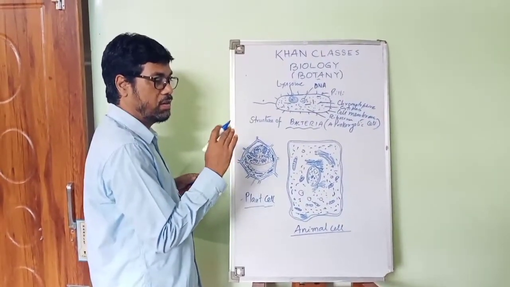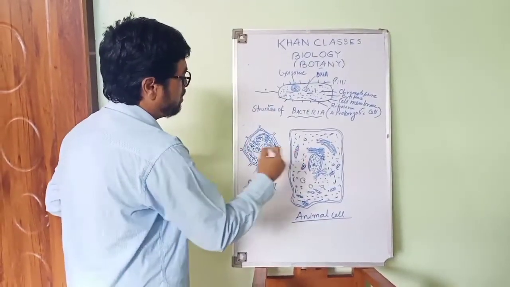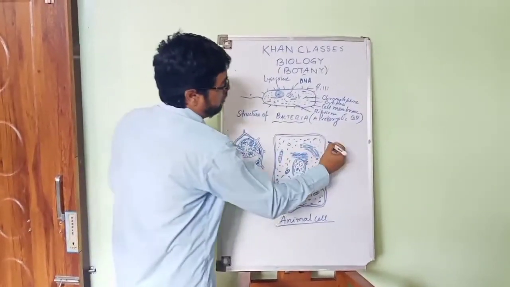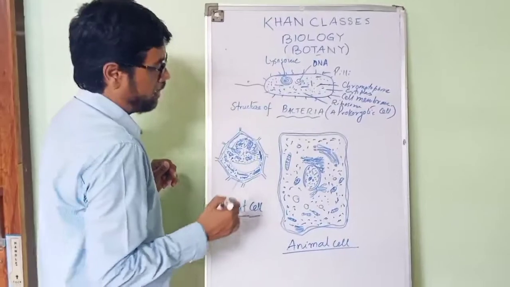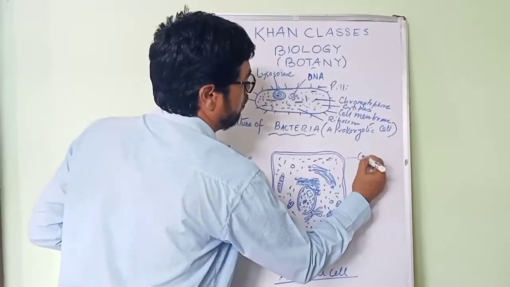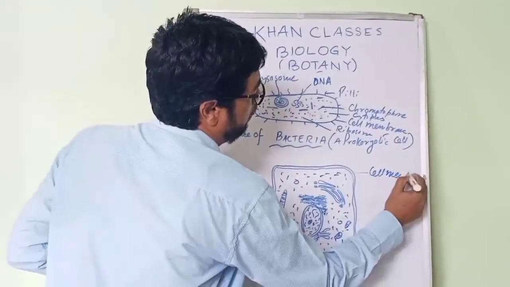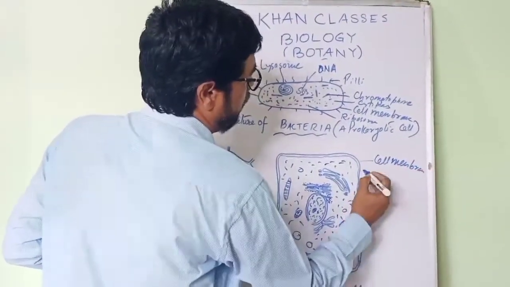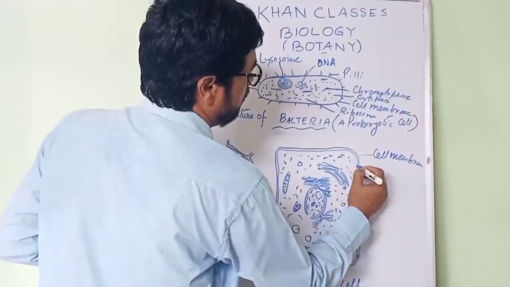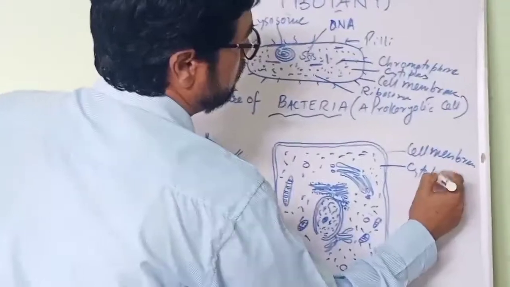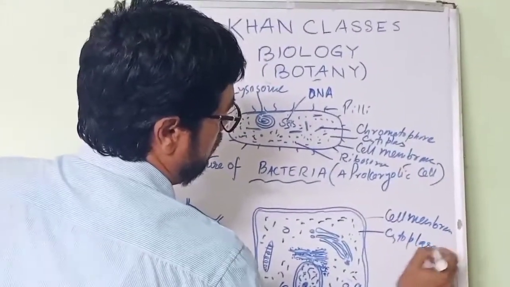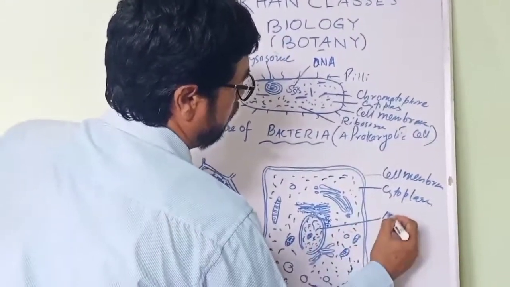I have made differences earlier. Now, the structural component. This is called the animal cell, it is a eukaryotic cell. This is the cell membrane. Then you will find this is the cytoplasm. This is the nucleus.